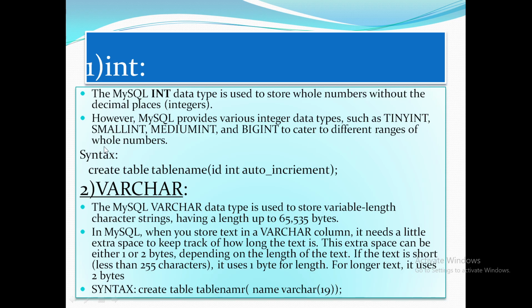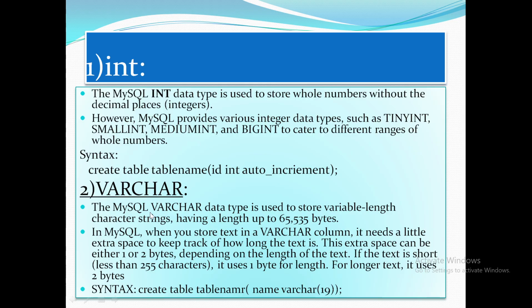So the syntax of int is: create table, table name, id is the column name, like a field. Int is the data type. Auto increment is an attribute. In the attribute, auto increment, we write keys. Without writing a key, it won't work. Yesterday in class we implemented that kind of thing, so it explores the values and the errors.